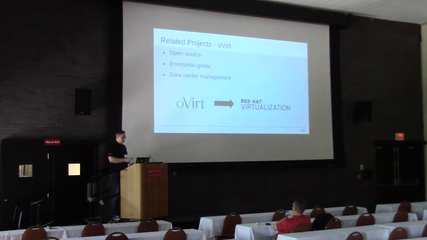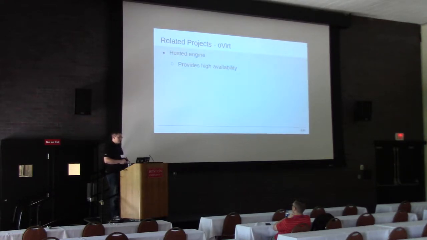oVirt is the upstream version of Red Hat Virtualization. It's an open source enterprise grade virtualization solution. In other words, it allows for the management of the major aspects of a data center environment, which include your physical hosts, your storage, your network, all that jazz. But most importantly, it manages virtual machines. And the oVirt engine is the brain that keeps all of that working in harmony. It's responsible for scheduling your virtual machines, migrating them when they need to be migrated, restarting them on a new host if their existing host fails for some reason.